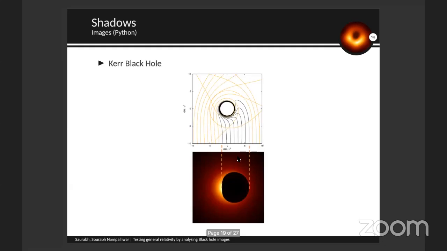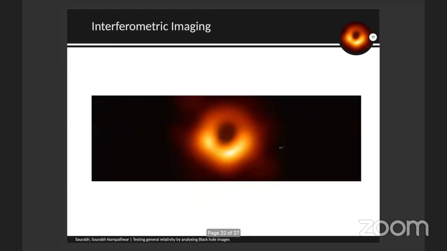Whereas when you talk about a rotating black hole, you see how photons are behaving in a very absurd way, right? This is due to the frame dragging effect. And hence the shadow that we see is not spherically symmetric. It is very much distorted. And hence the M87 image that we see is not exactly spherically symmetric.